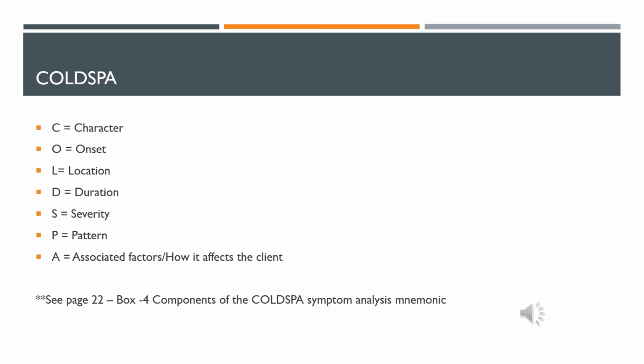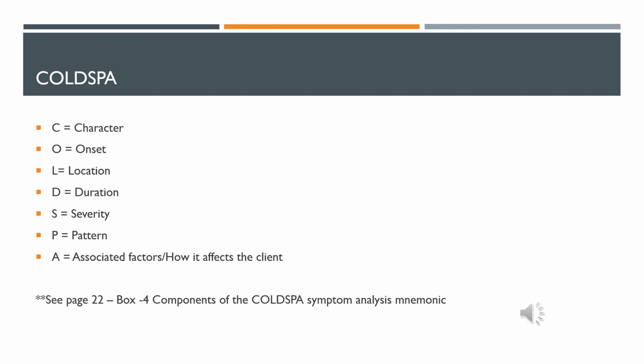So O is for onset. When did the pain start? L is for location. Where does the pain hurt most? Where do you feel the pain? D, duration. How long does the pain last? Does it come and go, or is it constant? Severity is how bad is the pain. And it's real important to note that you're giving your client a scale. So from 0 to 10, how bad is the pain? 0, there's no pain. 10, there's never been more pain in my whole life.